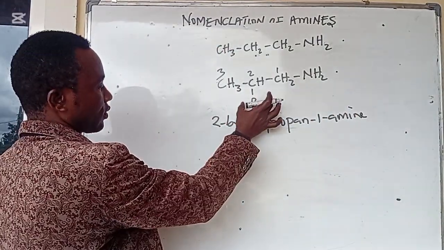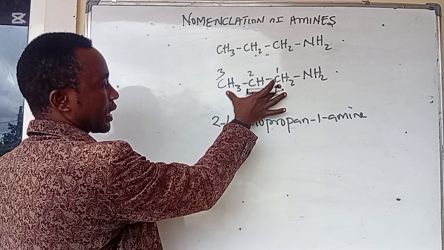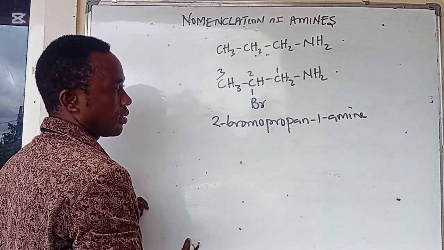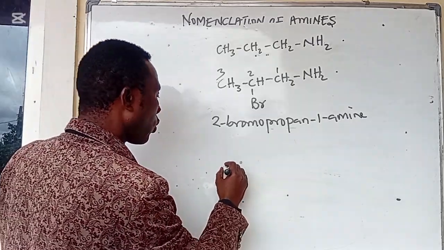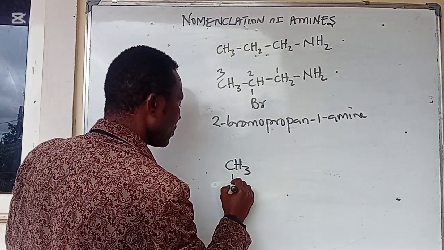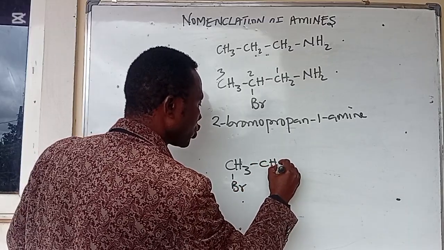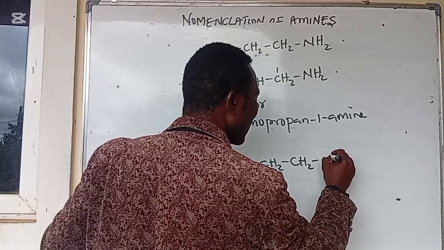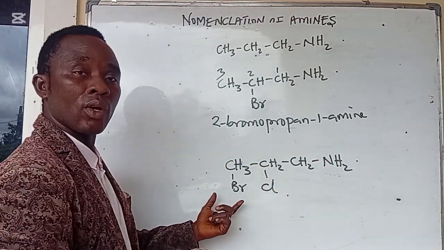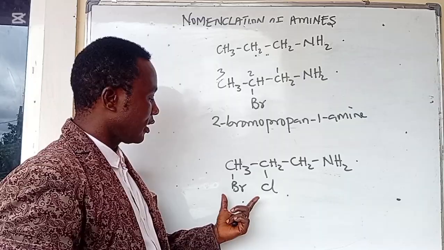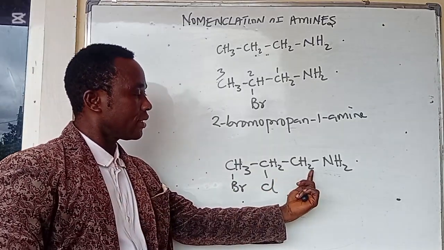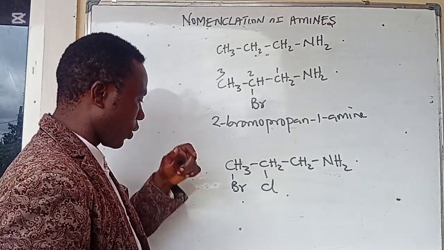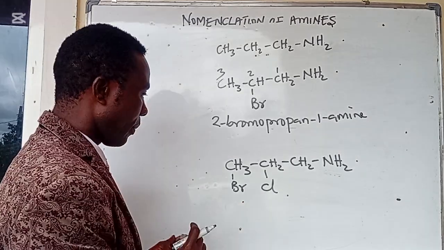So you name the substituent 2-bromo, then name the alkane portion, propan. Then the position of the amine is what? It is 1. So when we have CH3, Br, CH2, Cl, then you have CH2, then NH2. You see, there are substituents, and the two of them are within the alkyl part of this amine. Now, because there are 2 substituents, you name them alphabetically.